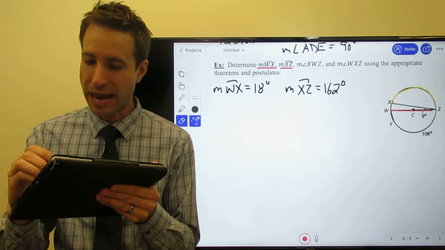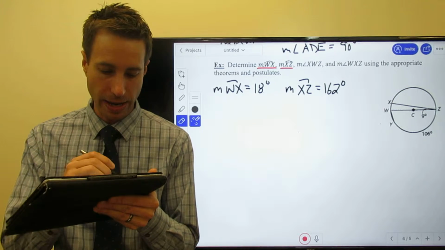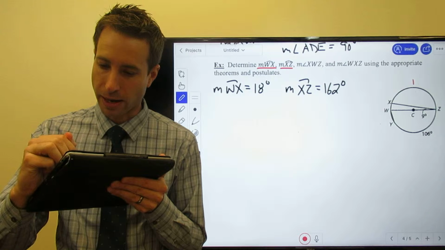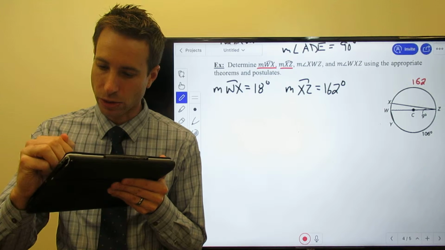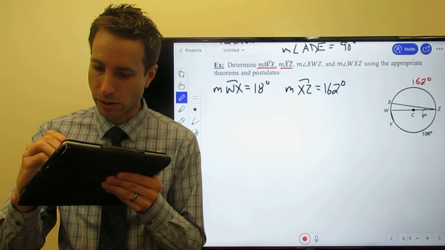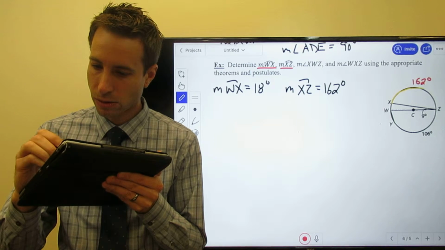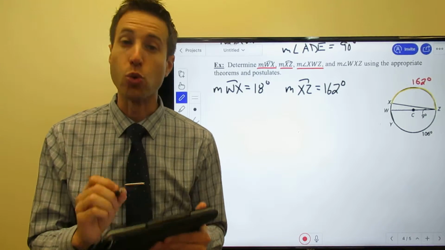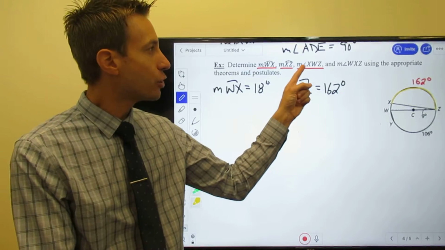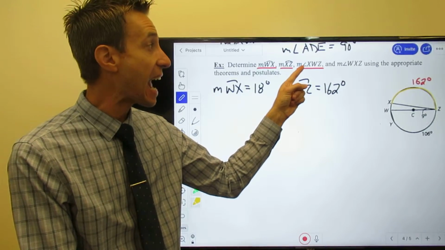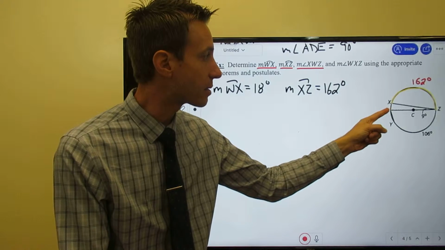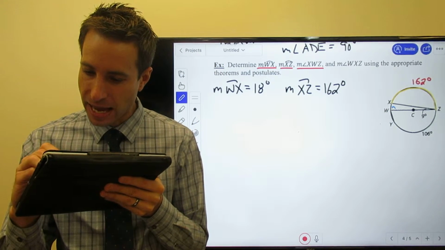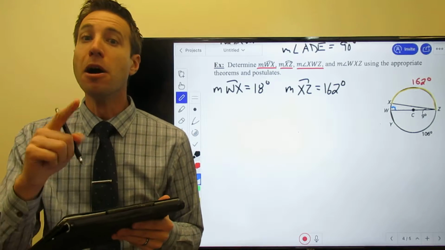Although, now that I have found that, let me go ahead and write that guy in there because I don't think he's going to be in the way. If I write 162 degrees is the measure of XZ. Okay, what do I ask you to find next? Ooh, interesting. I ask you to find the measure of the angle XWZ. I want to know what is the measure of this angle right here.